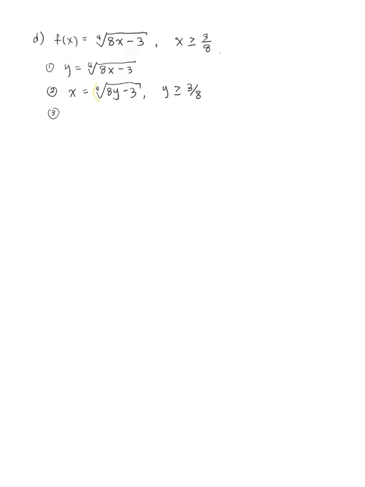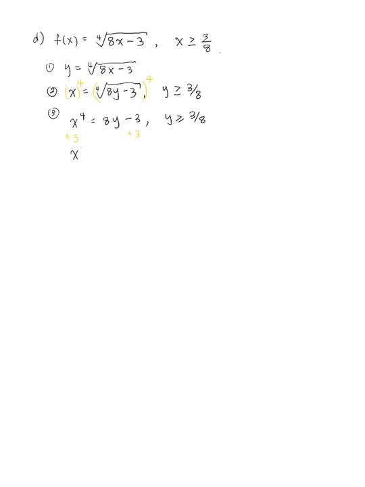It's the 4th power. Going to raise the right-hand side of the equation by 4. That means we're going to do the same thing on the left-hand side of the equation. So right now we have x to the 4th equals 8y minus 3, where y is greater or equal to 3 over 8. All right, solving for y, first let's add 3 to both sides.